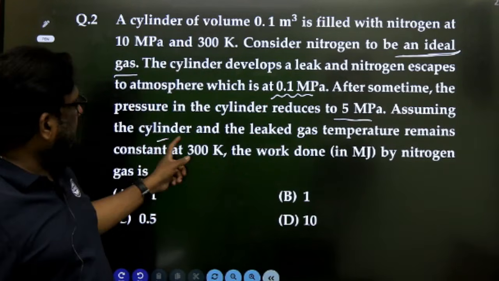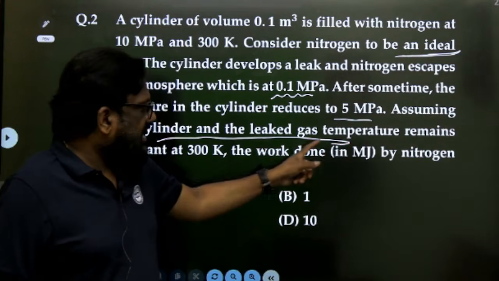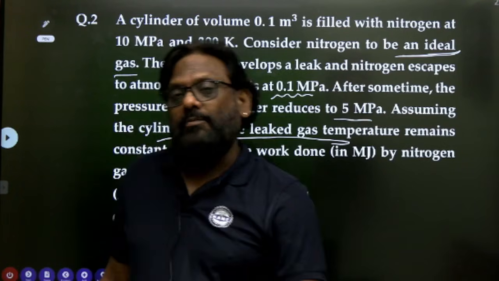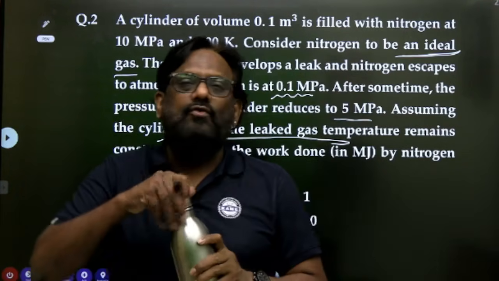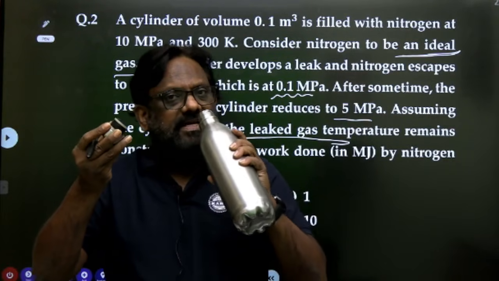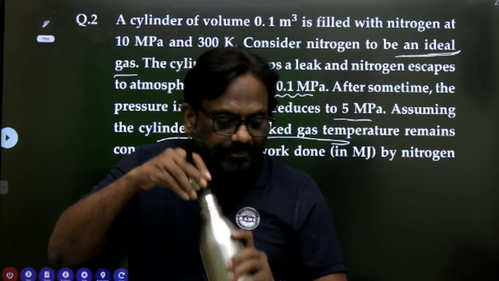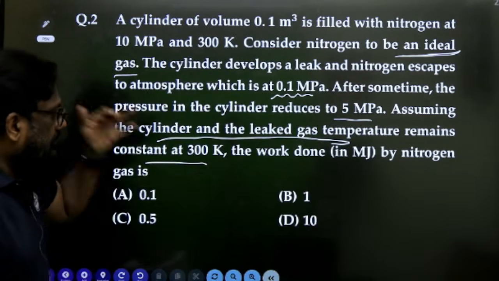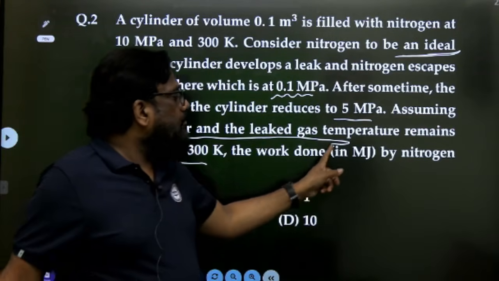सवाल ये है, assuming the cylinder and the tank, the gas temperature remains constant. मतलब टेम्परेचर क्या बोला है? कांस्टेंट बोला है. किसका? जो गैस जा रहा है और वो सिलेंडर का टेम्परेचर कांस्टेंट, that is also equal to atmosphere. And what is the atmospheric temperature? 300. Now what is the question? The question is, what is the work done by nitrogen in megapascal?